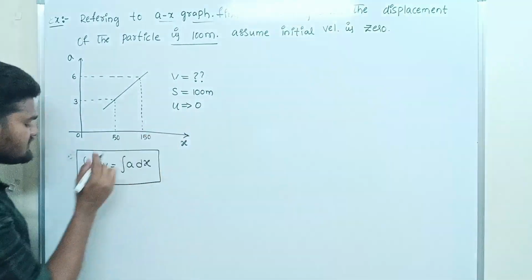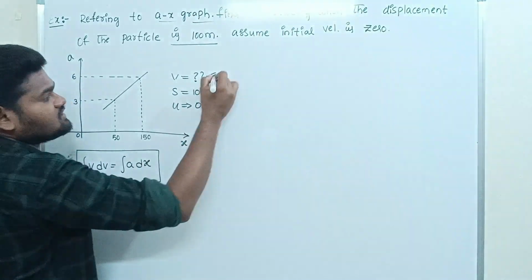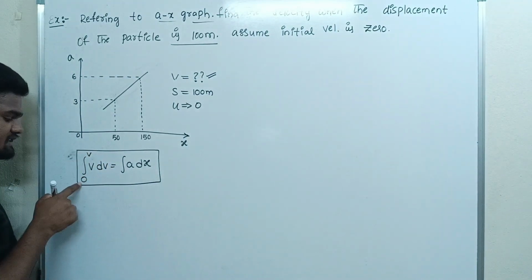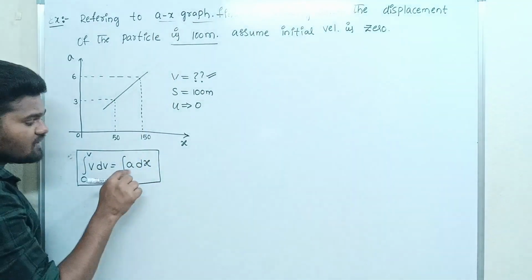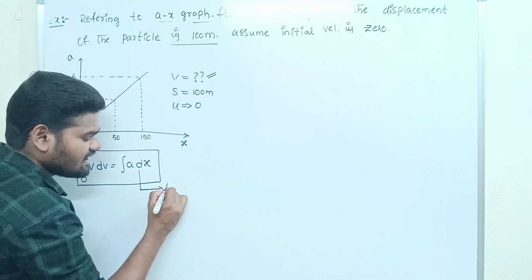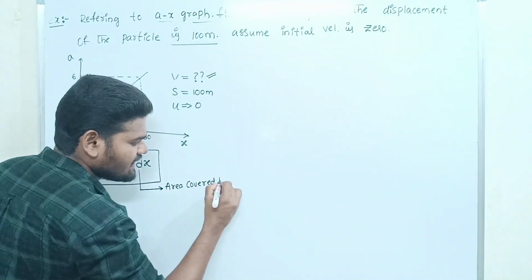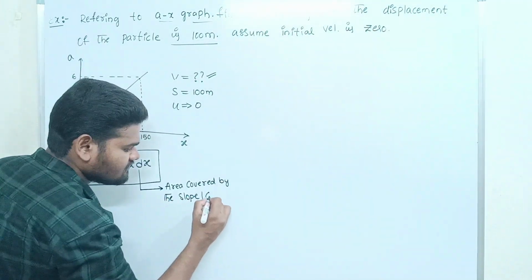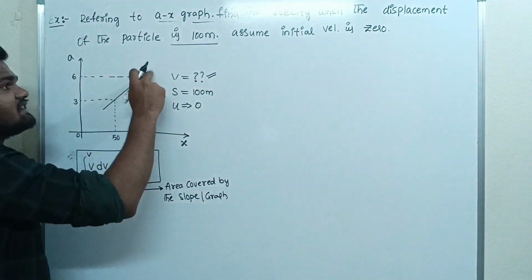So what is the initial velocity of the object given? 0. What are they asking? They are asking to find the final velocity. So the final velocity of the object is v. Initial velocity is 0. Final velocity is v according to the given question. So what is integration of a dx? What is the meaning of integration of a dx? The area covered by the slope or graph, whatever it is. Okay, so we have to find the area covered by this graph.